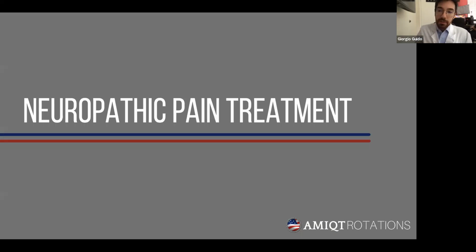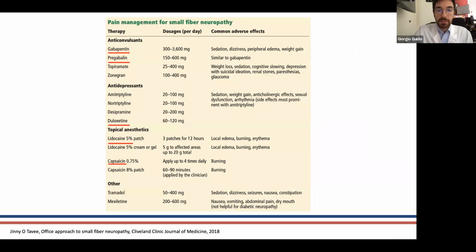So how do we treat the neuropathic pain in small fiber neuropathy? The main medications that we use are anticonvulsants, mainly gabapentin and pregabalin. The most common side effect is drowsiness with gabapentin, but we can also use duloxetine, and we can use topical anesthetics as well. For example, lidocaine patches and cream, and also compounding cream, capsaicin cream.